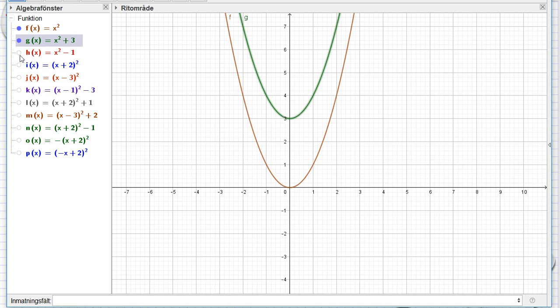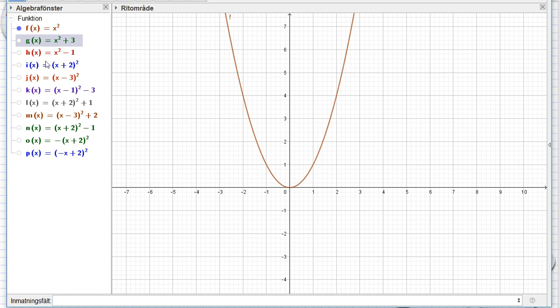Let's see if we subtract 1. You can see that we have minus 1 there: 1 step downward.